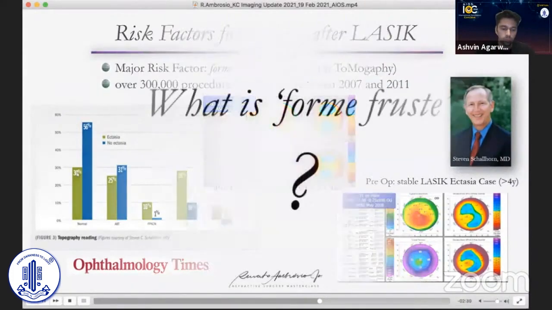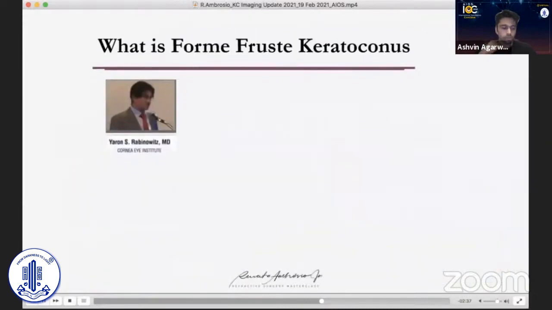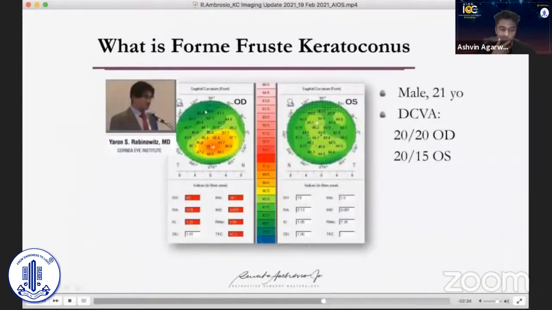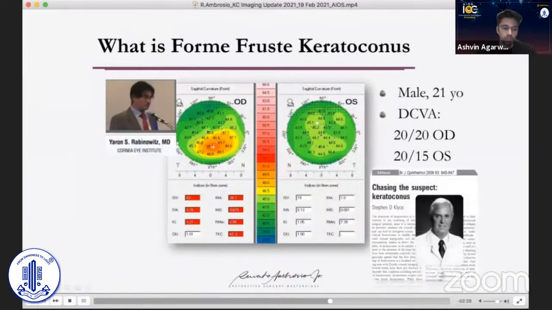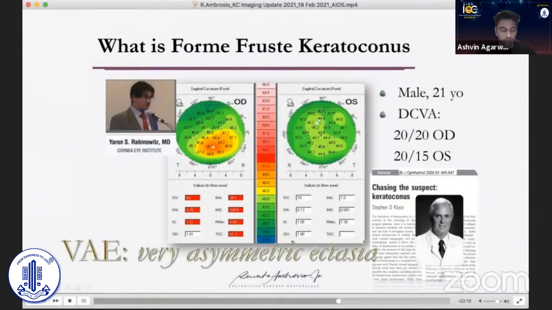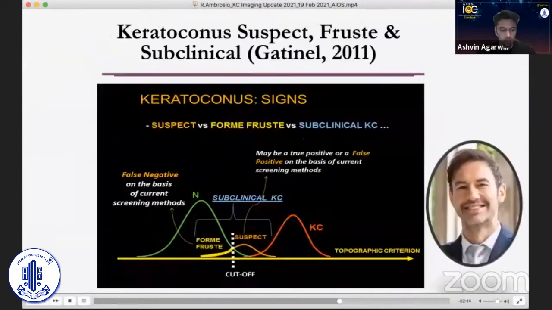So we have to understand what is forme fruste keratoconus. Forme fruste keratoconus may be defined as the eye with an abnormal topography from a patient that has normal slit lamp and corrected distance vision of 20/20. Steve Klyce, differently from Yaron Rabinowitz, in a deeper understanding of forme fruste keratoconus, would say that it is the fellow eye with normal topography of those asymmetric cases, and those cases we call very asymmetric ectasia cases, we have learned tremendously from them.